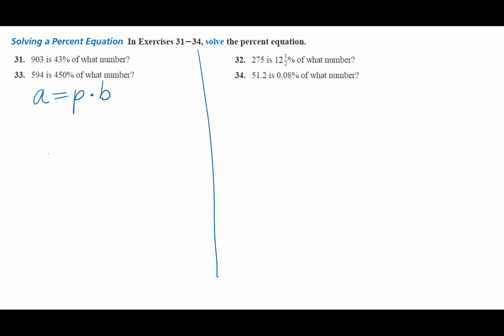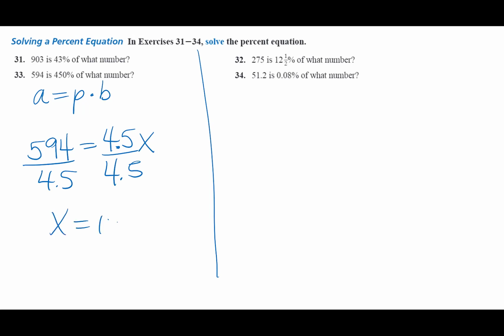Okay, take a look at 33. 594 is 450% of what number? And so 594 is the part, or your "is" number. So 594, that's your A, equals percent. This will be 4.5, of what number? So this will be x. Divide both sides by 4.5, and x is 132.